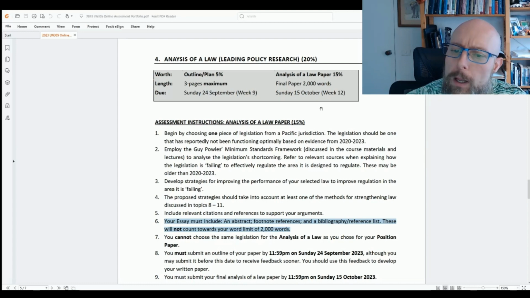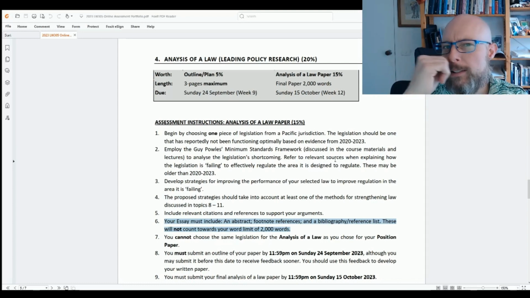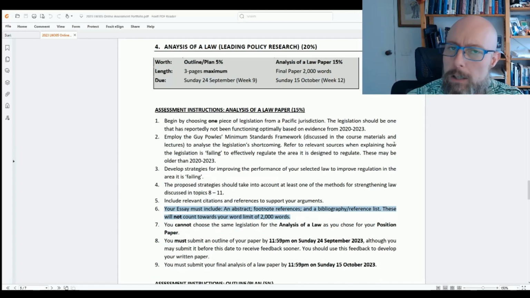I've assessed plans for most students. There's still a number of students that perhaps have not submitted assessment or have pulled out, but you'll have some feedback already on your plans.